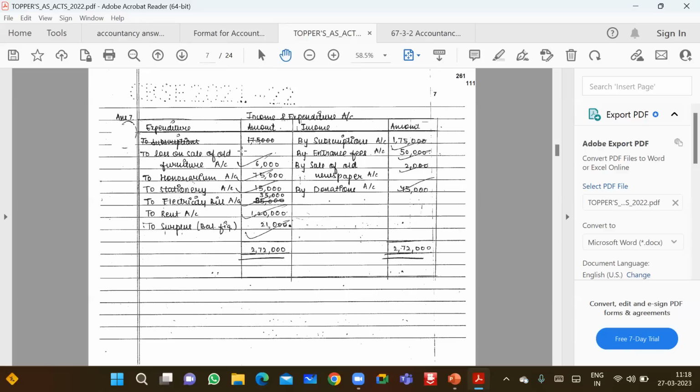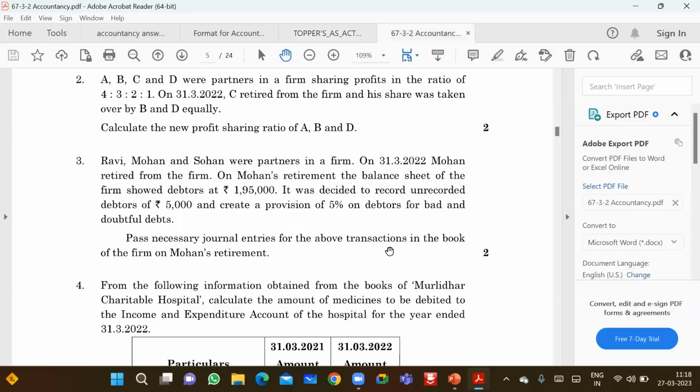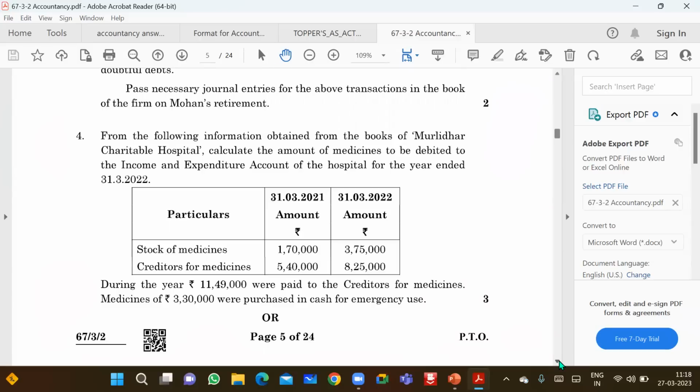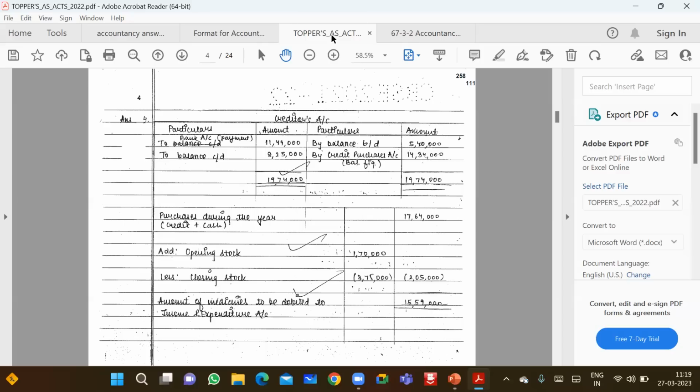Now move back to question number 4. This is not in the syllabus, but we can understand how this question could be written on the answer sheet. Here, it is basically the calculation of the amount to be debited in an income and expenditure account. So here the student has prepared the account and given the working note as well. Where you have the account with the working note, you should use the rule sheet. That was the right way to present the answer.